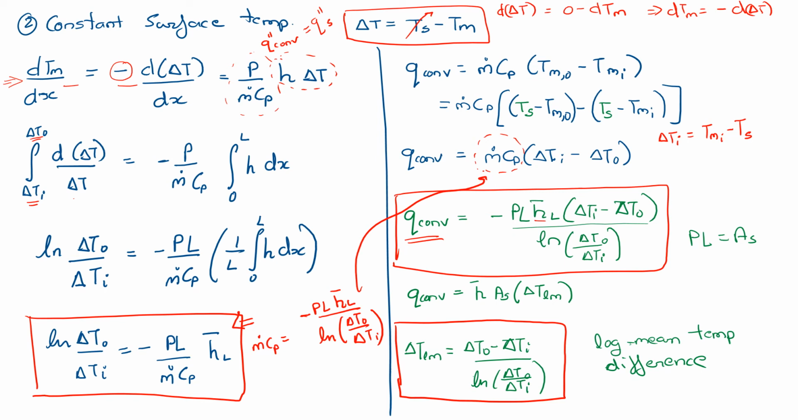And if you are given the overall heat transfer coefficient or an average heat transfer coefficient, and if you know the dimensions, you can simply calculate the logarithmic mean temperature and calculate the heat transfer rate. So this is an important formula here.